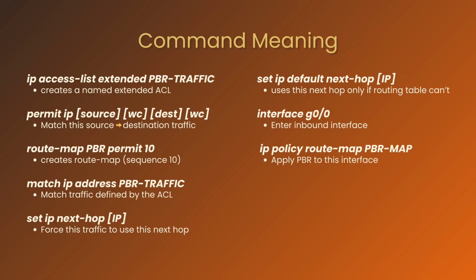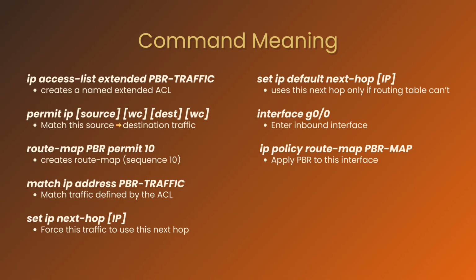ip access-list extended PBR-TRAFFIC. This creates a named extended ACL where we define the traffic we care about. permit ip source wildcard destination wildcard. This line says, match traffic from this source going to this destination. route-map PBR-MAP permit 10. This creates a route map entry that will let matching traffic be processed.